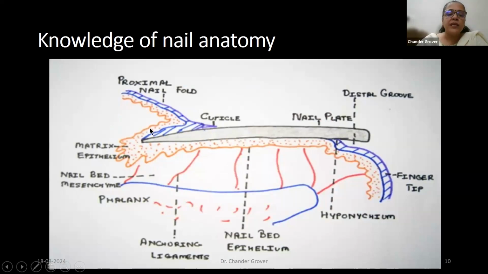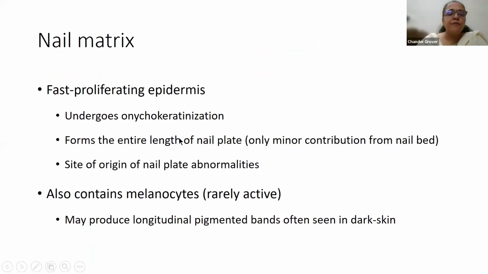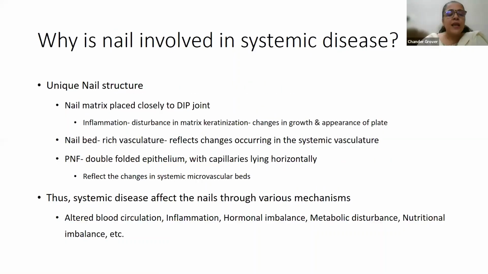So this proximal nail fold is because of the fact that it is turning like this. The papillary dermal capillaries are, as you can see, becoming increasingly flatter. So that is why the proximal nail fold is the site where you can actually see the microvascular beds with high enough magnification, because capillaries are lying horizontally. Thus, systemic disease affects the nail through various mechanisms, including altered vasculature, inflammation, hormonal imbalance, metabolic disturbance, and nutritional deficiencies, etc.